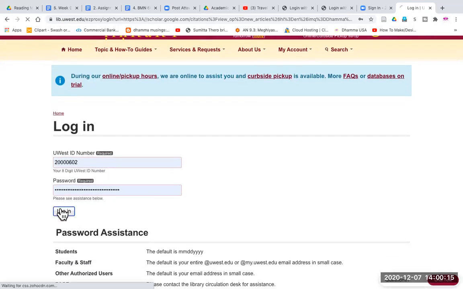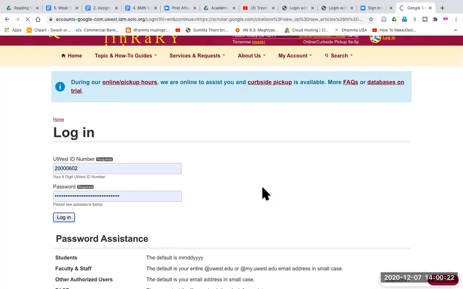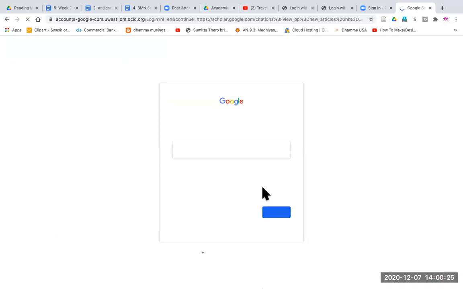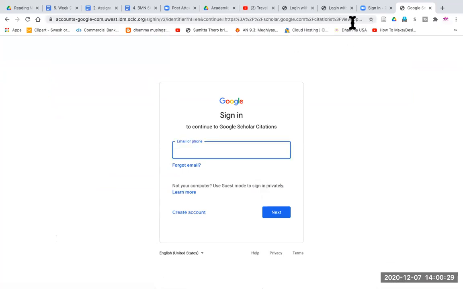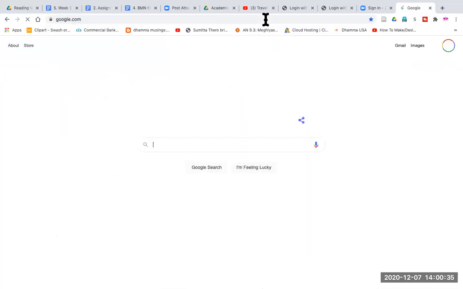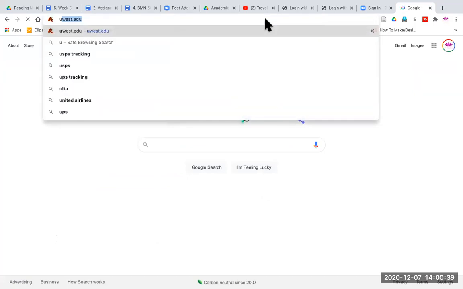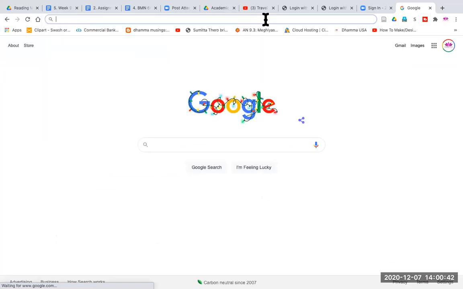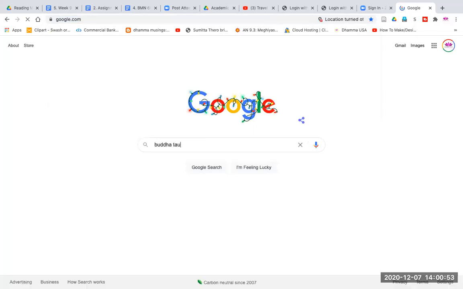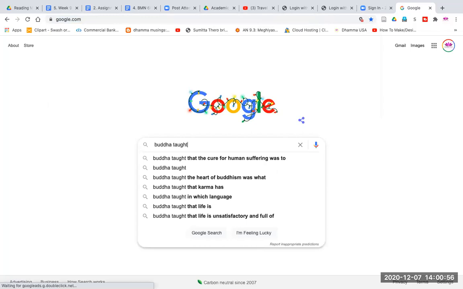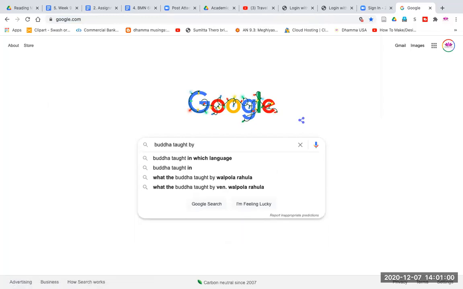And then it'll take you to, this is actually my university library I'm going to. This is University of the West Library. So here, I think I'll go to just Google. I'll just show you how it is done. Maybe just West, because you don't have the access to the university. And I just go to Google. And let's say, What the Buddha Taught by Walpola Rahula.